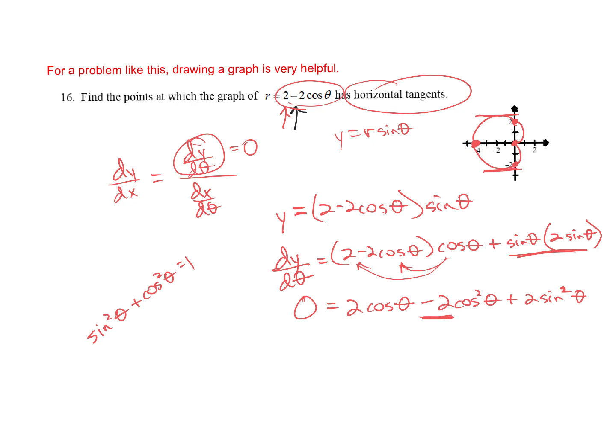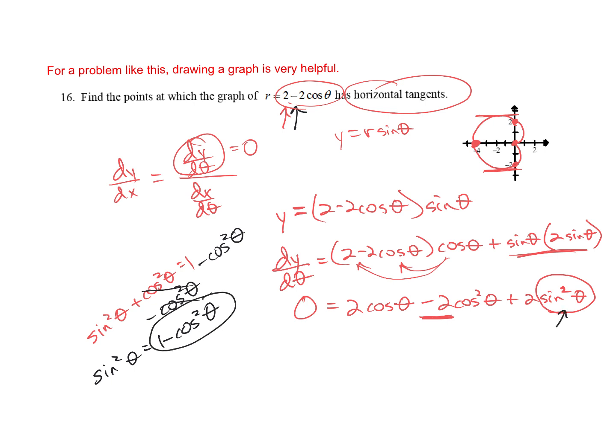But you're on the right track because we need to get these to all be the same function. They all have to be cosine, if you can't substitute out right away. So you want to substitute out for this sine squared of theta. You want to substitute something with cosine. Well, if you just subtract cosine squared of theta on both sides, then you have that sine squared of theta is equal to 1 minus cosine squared of theta. So you're still going to use that Pythagorean identity, but you're going to take this and put it in place of that. So now I have 2 cosine of theta minus 2 cosine squared of theta plus 2 times 1 minus cosine squared of theta.